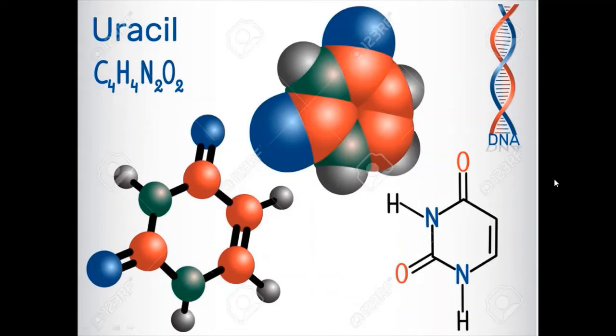Uracil is the pyrimidine nucleobase with chemical formula C4H4N2O2. It is present only in RNA. It is a heterocyclic organic compound having 2 oxo groups at the 2nd and 4th positions.